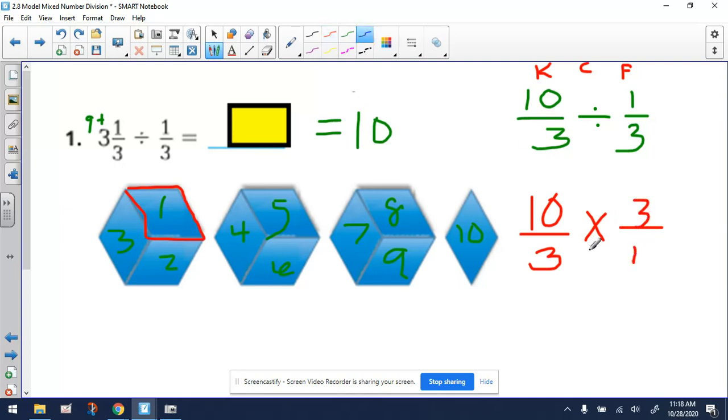We would take advantage of the fact that we can simplify these factors by dividing by 3. And wouldn't 10 times 1 equal 10? Wouldn't 1 times 1 equal 1? And doesn't 10 divided by 1 equal 10? All right, so that's the algorithm method. And by using the model, drawing a model, we can get 10 by just simple counting.